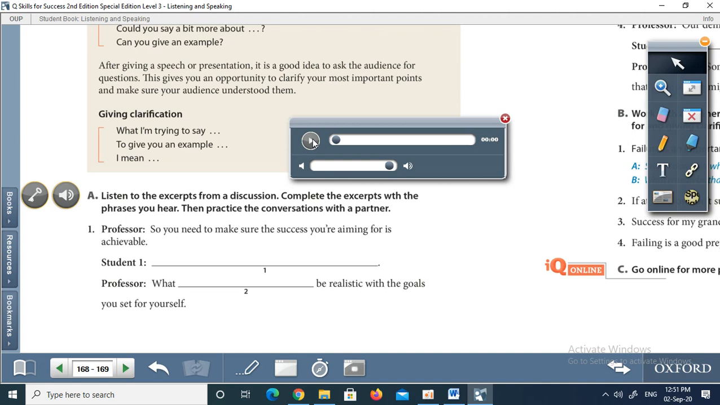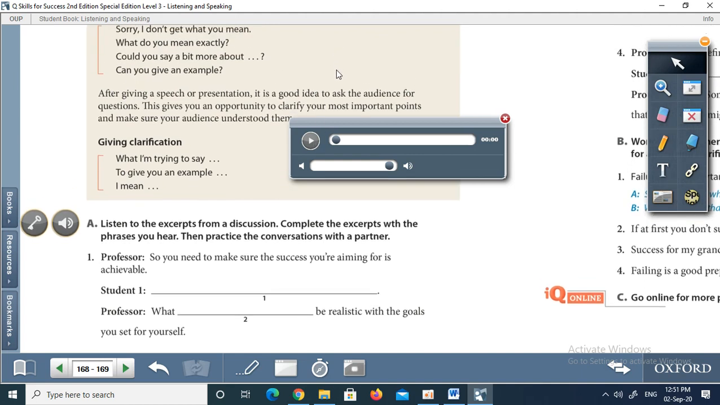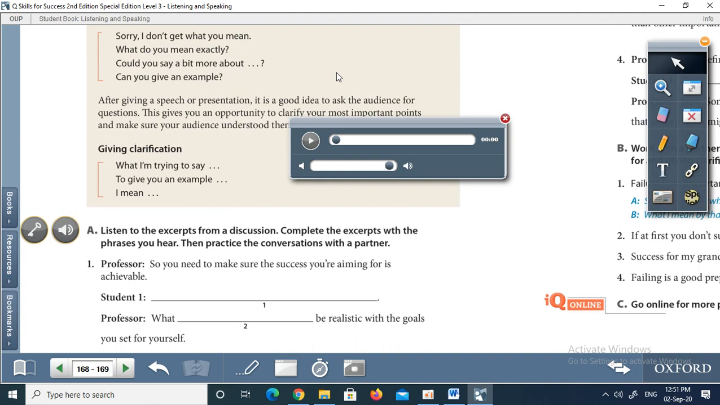Unit 8. Speaking Skill. Activity A. 1. So you need to make sure the success you're aiming for is achievable. Sorry, I don't get what you mean. What I'm trying to say is, be realistic with the goals you set for yourself. 2. Success in one area can bring problems in others. What do you mean exactly? Well, to give you an example, someone can be at the top of her career, but her family life might be in crisis as a result.